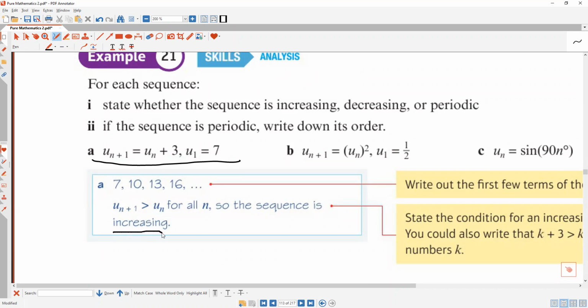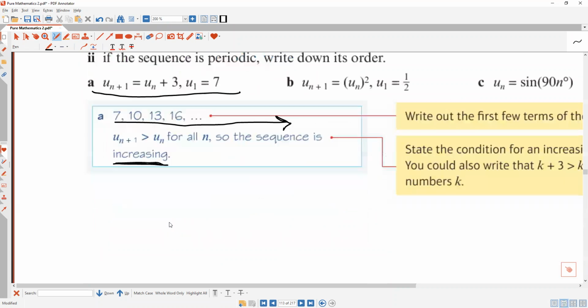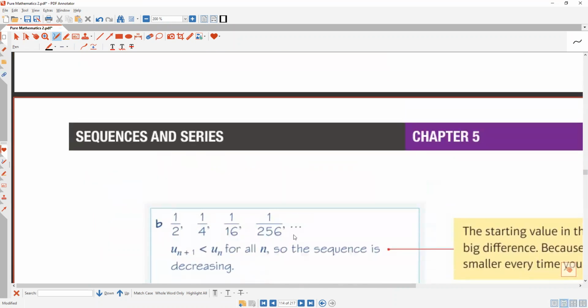Can you see it's an increasing sequence? Why? Because you can see the number is increasing, right? Your next number is always more than your previous number, so therefore it is increasing. Let's go to the second one. Second one, it's decreasing, because U(n+1), your next number, is less than your previous number.